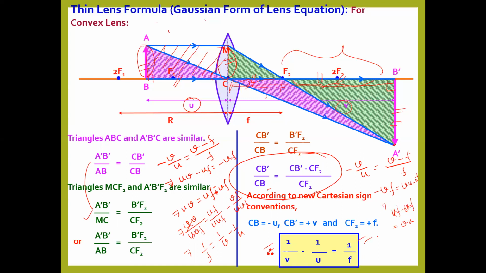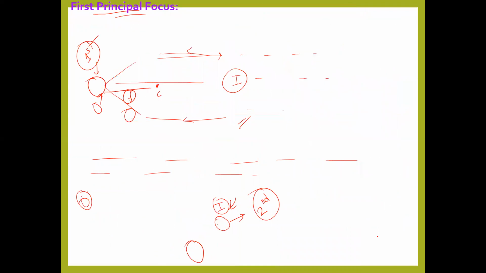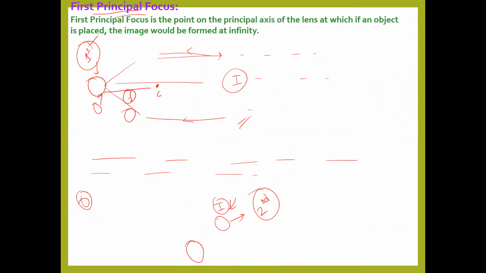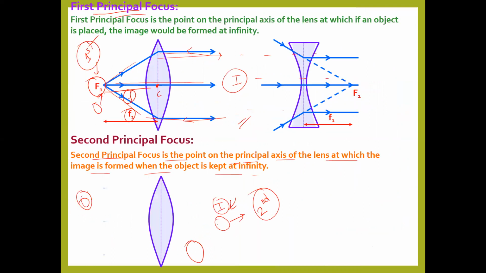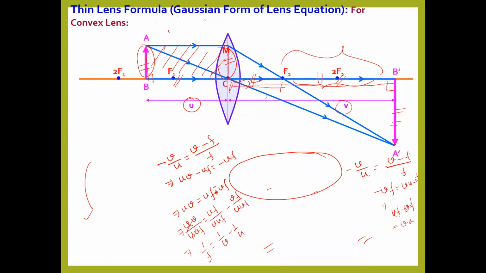That equation we previously found from the lens maker's formula also. Just remember that 1 by V minus 1 by U equals 1 by F. So actually that means our approach to this is correct. That is why we are getting the same result after doing different kinds of approaches.